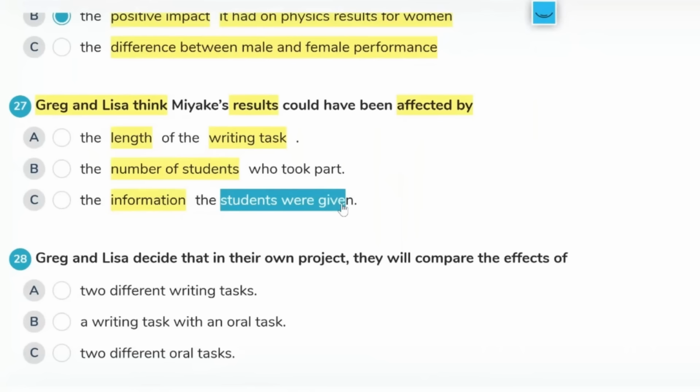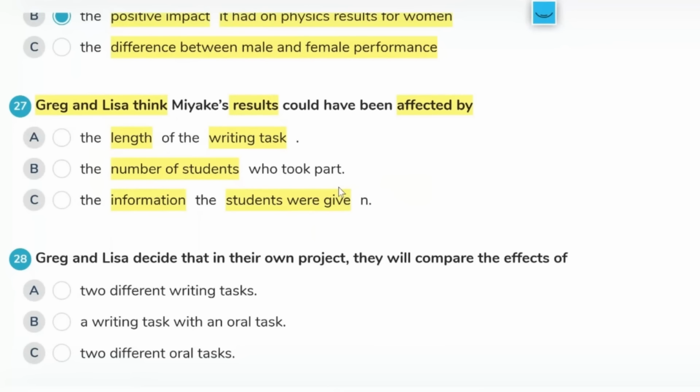So what could change the result? Length of writing task could change the result, number of students could change the result, or information the students were given. Now please listen and answer. Mind you, Miyake's article left out a lot of details, like did the students do the writing just once or several times? And had they been told why they were doing the writing? That might have affected the results. You mean if they know the researchers thought it might help them to improve, then they just try to fulfill that expectation? Exactly. All right, okay, so what's the right answer?